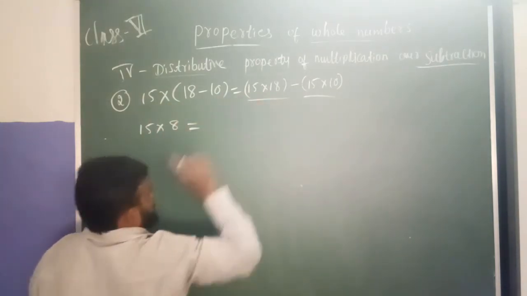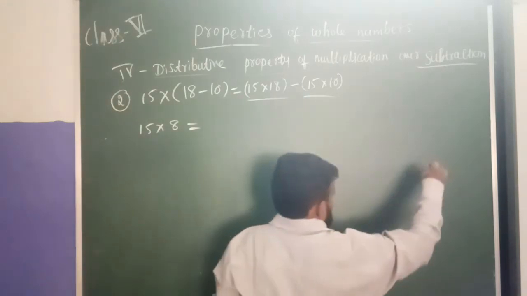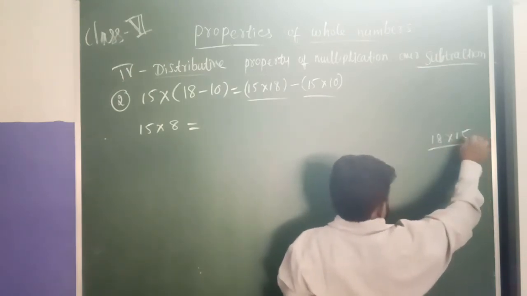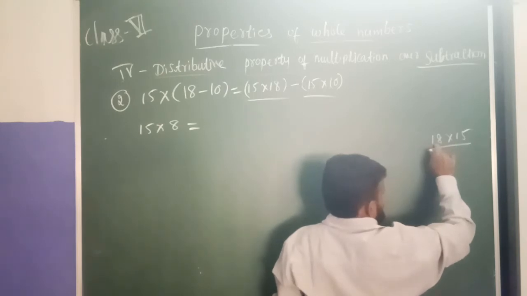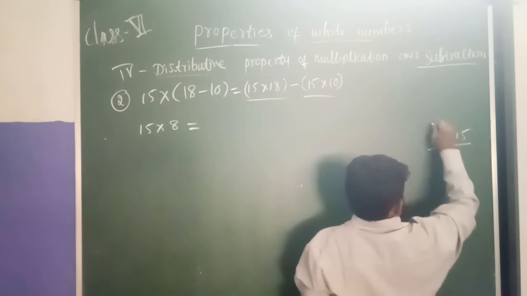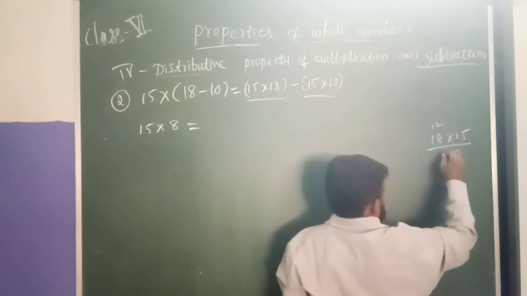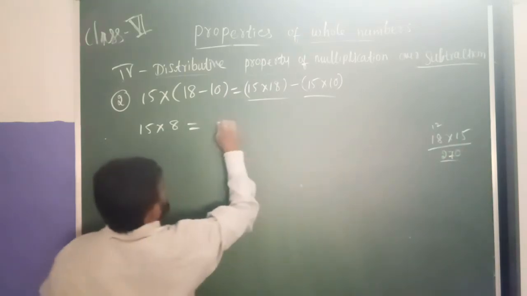15 into 18. So we have to multiply and check it here. 15 into 8. So here you see 15 4s are 60, 15 5s are 75, 15 6s are 90, 15 7s are 105, 15 8s are 120. 0 carry 12. 15 1s are 15, 15 plus 12 is 27. That is 27.